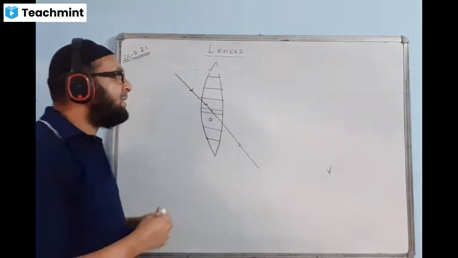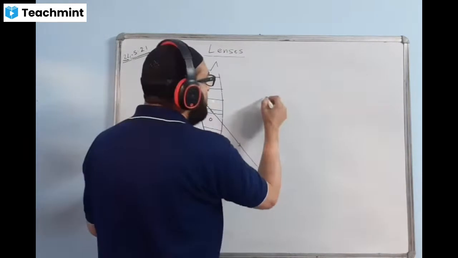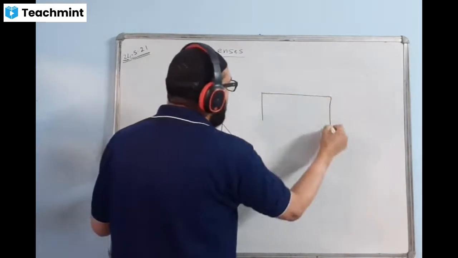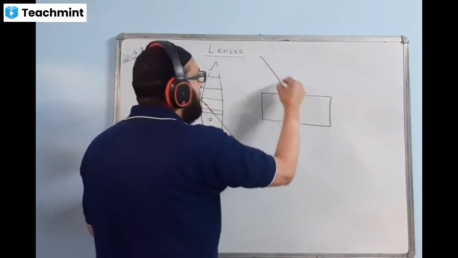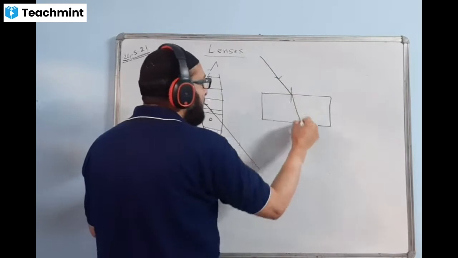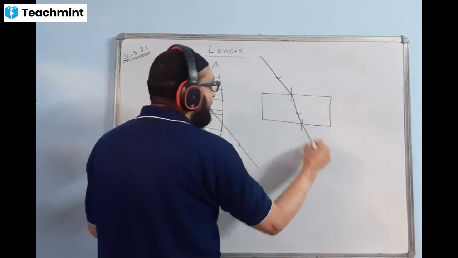If you're not understanding this, I'll just explain it over here. Suppose we have a rectangular glass block. A ray of light normally comes like this. It will go like this, and further it will bend.